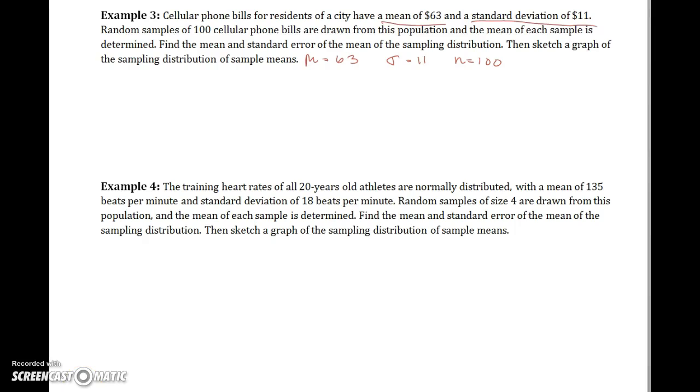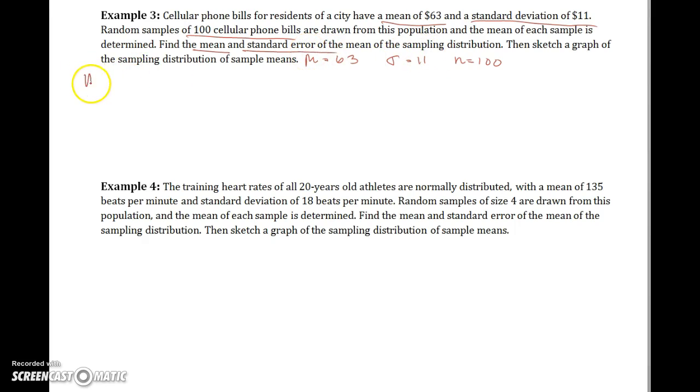Okay, so cell phones, that's all your information for it. Things that I thought were important were underlined, and I also wrote them using their variables. So the mean is 63, the standard deviation is 11, and the n is 100. One of the things that it asked me to do is to find the mean. The other one is the standard error, which is like the standard deviation of the sampling.